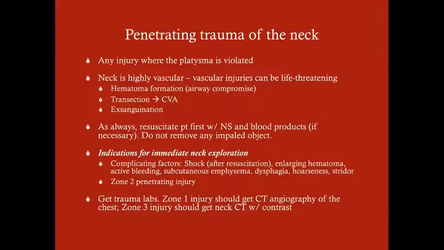So if it's zone 1, meaning below the cricothyroid cartilage, you should get a CT angiography of the chest. That makes sense because the chest is where the injury probably is going to be seen, because this is below the cricothyroid cartilage and maybe involving something below that. If it's a zone 3 injury, meaning above the angle of the mandible, then you'll get a neck CT with contrast.